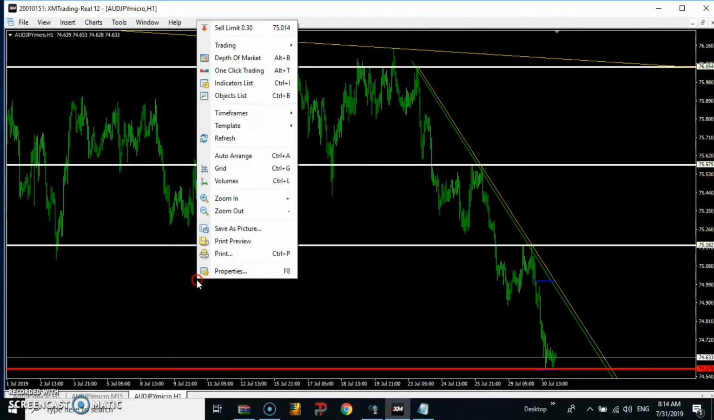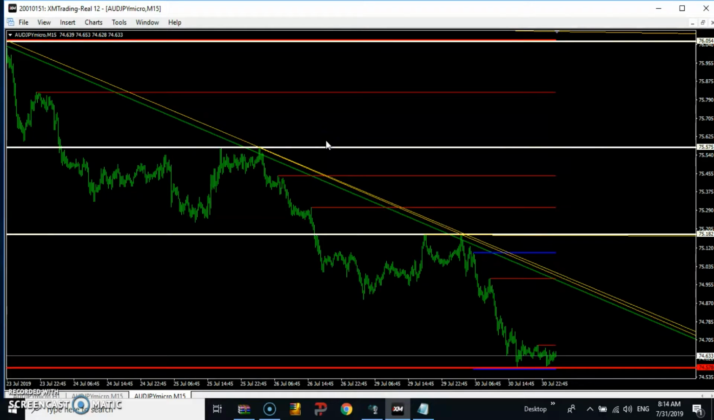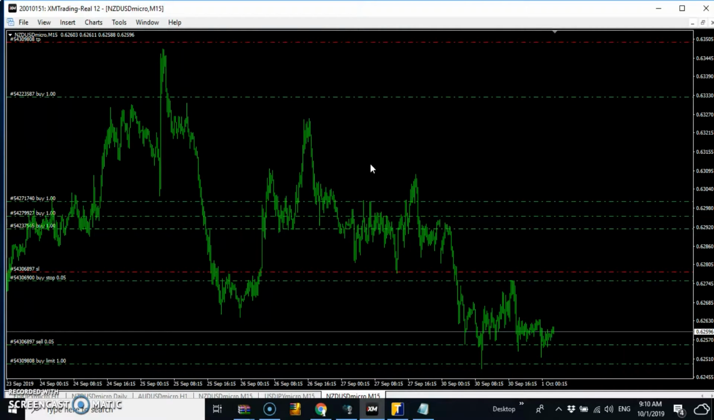Now let's go to the 15 minute time frame. Let's go and see. This is the line you put there to say, okay, touch and sell. This is the line that we've broken. Break, and this is why a lot of traders will never make nothing.